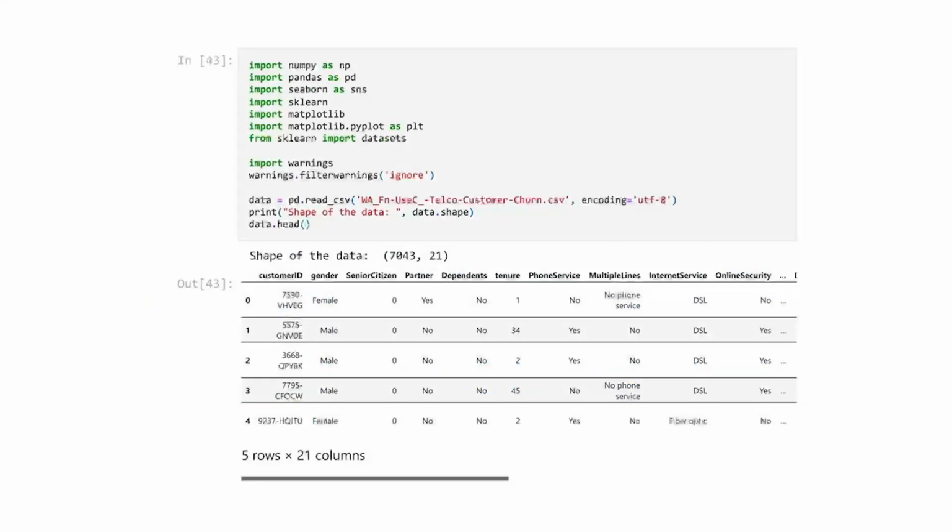So the first step is we're going to be importing certain libraries, and we're just going to read the CSV file that we downloaded from the link. And we're just going to look at the shape of our data. So we have 7,043 samples and we have about 20 features.